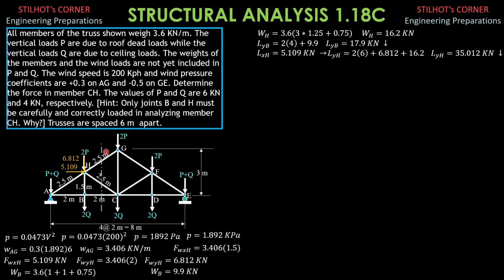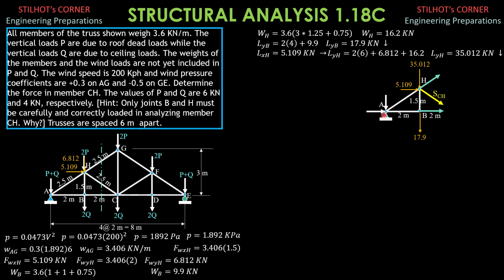We now consider the free body diagram of the left portion of this cutting section here, and it is now clear why only joints B and H must be carefully and correctly loaded, because the other unknowns GH and BC meet at A. So we don't load A anymore. I'll just present the loadings there, but they are not important because we sum up moments about A. So this is CH, these are the other unknowns.